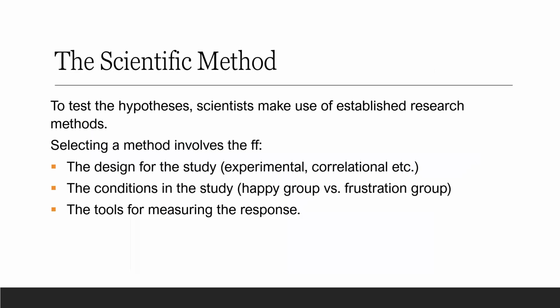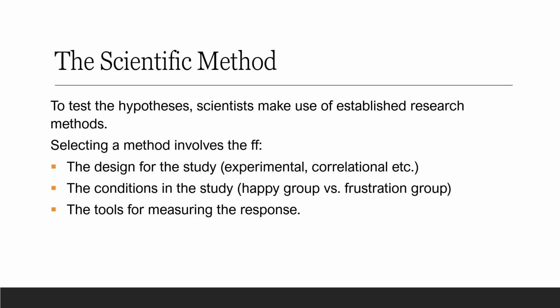To test the hypothesis, scientists make use of established research methods. So these are some of the research methods that we use in psychology. First, we need to think about the design of the study. Are we going to design an experiment, or are we going to design a correlational survey? How many conditions in the study will be present? Single group, two groups, three groups, four or more groups.